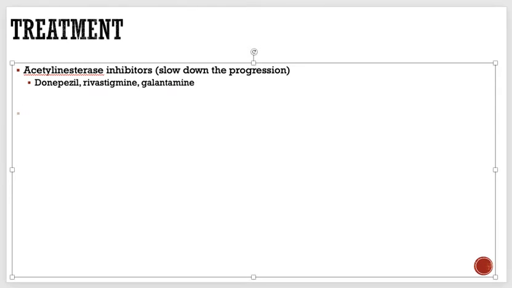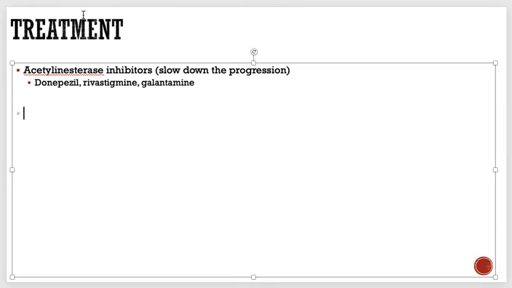So basically, these inhibitors stop or decrease the breakdown of acetylcholine, and the acetylcholine will increase in the brain. Of course, that's the reason it can slow down the progression of the condition, right? So this is one of the treatment options which we can add.